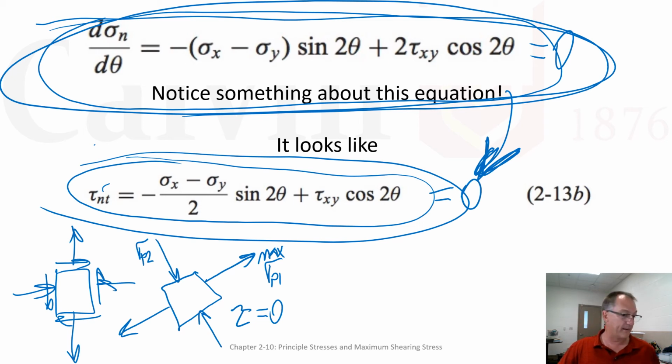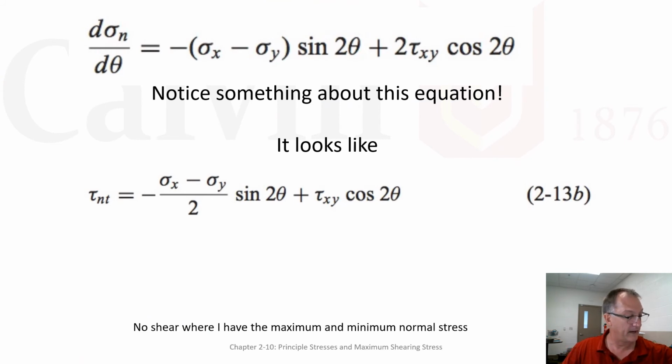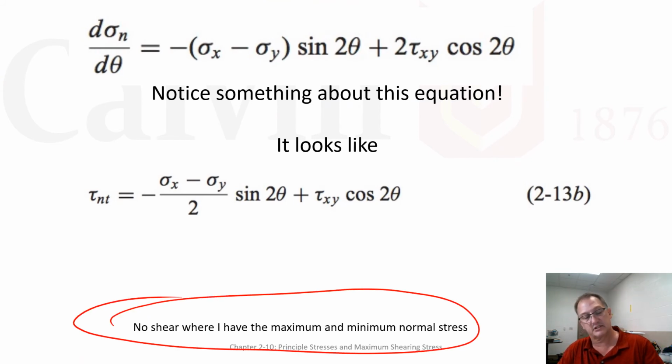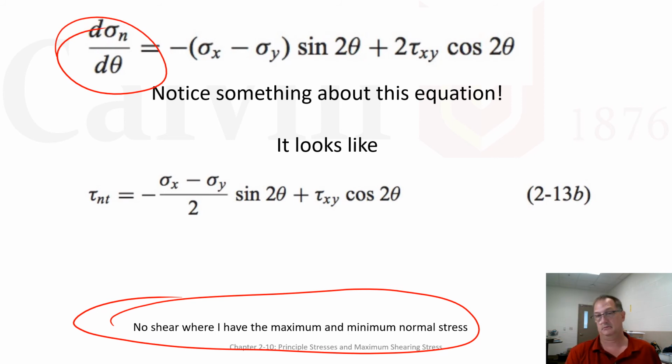That comes out of the mathematics. All right? This sentence, that's the only change in the slide. There is no shear where I have the maximum and minimum normal stress. Now, we just solved this. We just did this for sigma, for the normal stress. Right? Now we want to repeat the process for the shear.